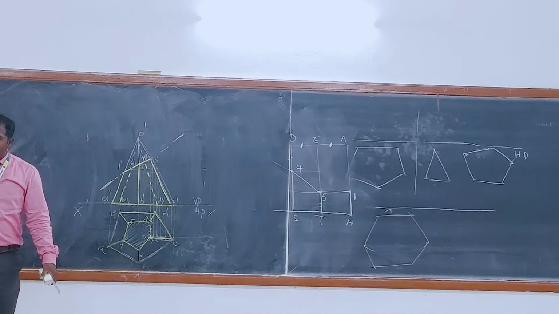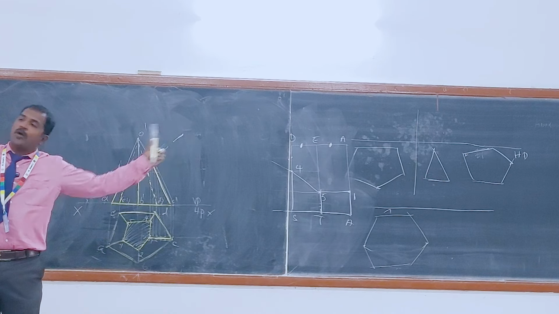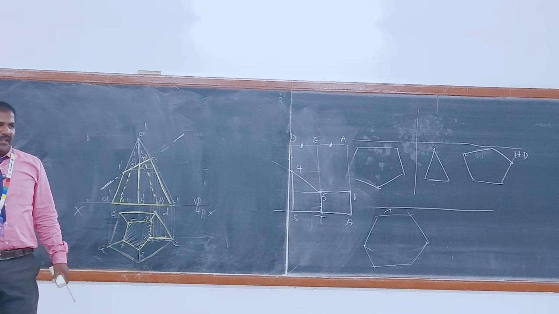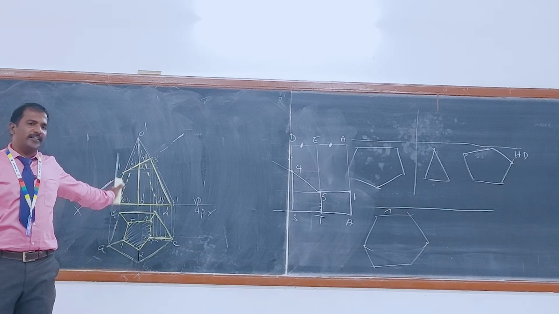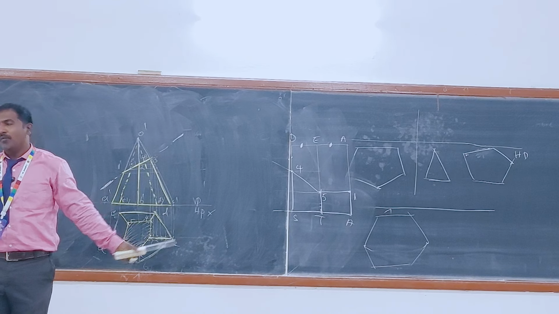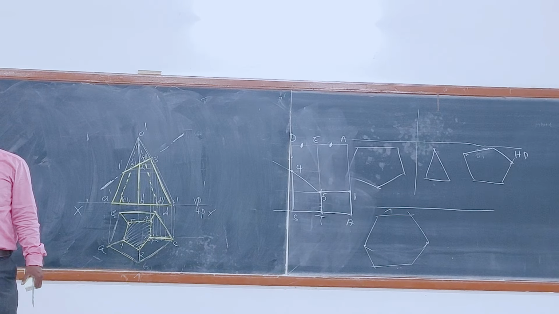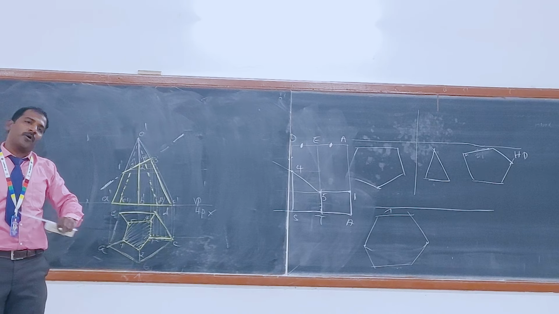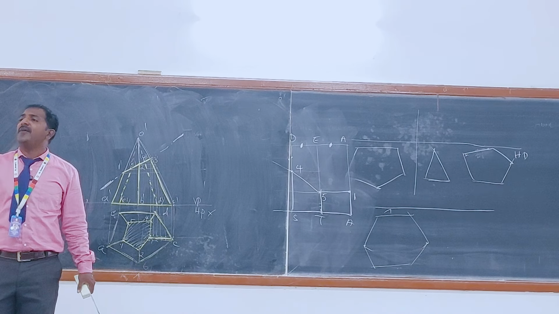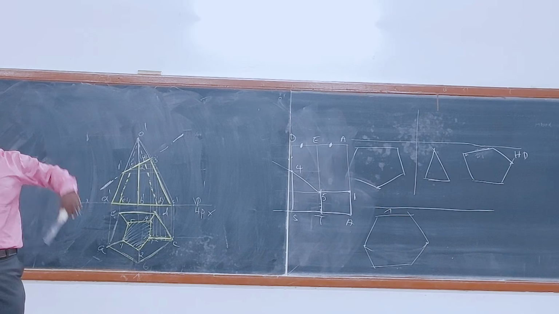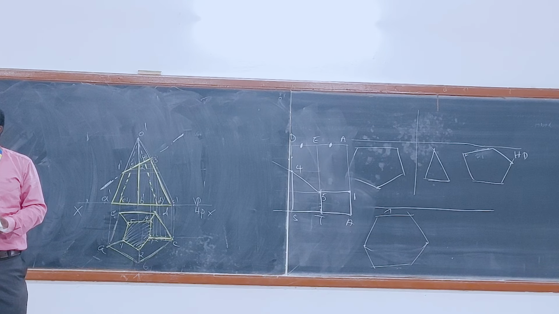Sir, we want to follow this method for all the problems. No problem, same only. We are going to follow this method for all problems, no problem. The same method can be followed for all the problems, but the normal method cannot be followed for this one. So now what we have to draw?